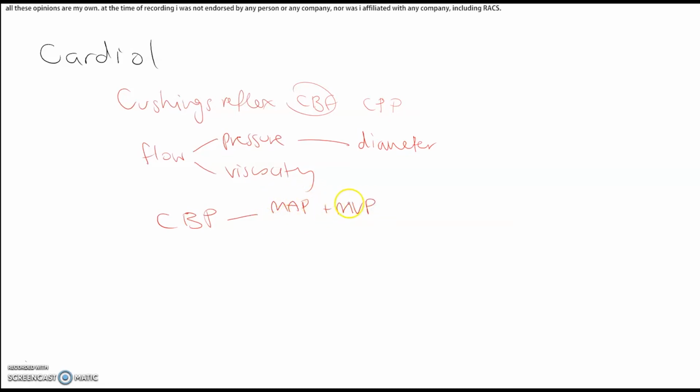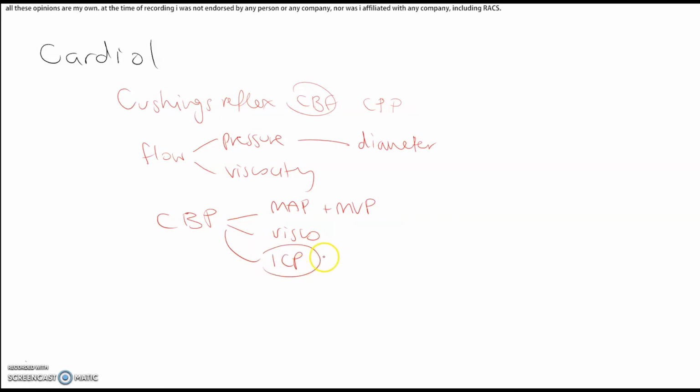So this is essentially the inflow and the outflow within the brain. And they are again influenced by the diameter of the vessels that are controlling them, and also the viscosity of the fluid, which is the blood. So viscosity, and finally the ICP, the intracranial pressure.